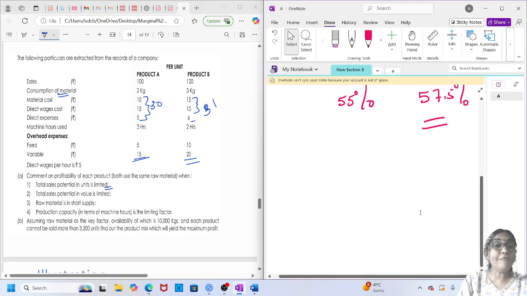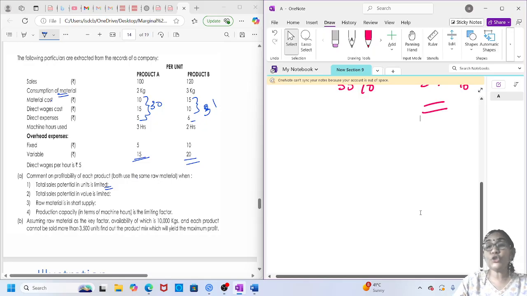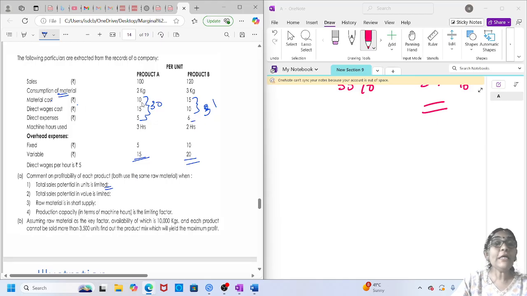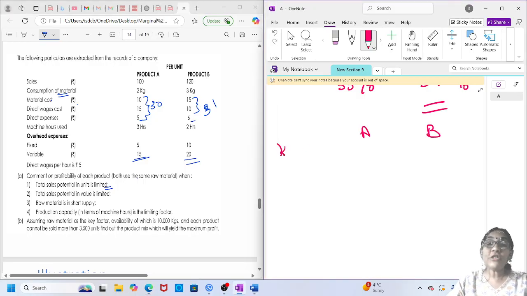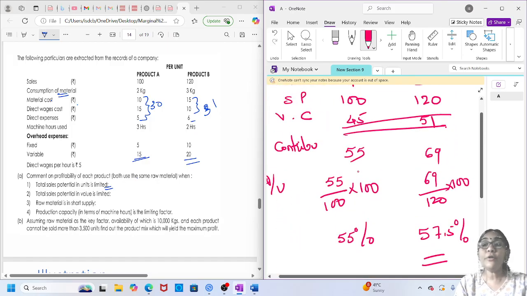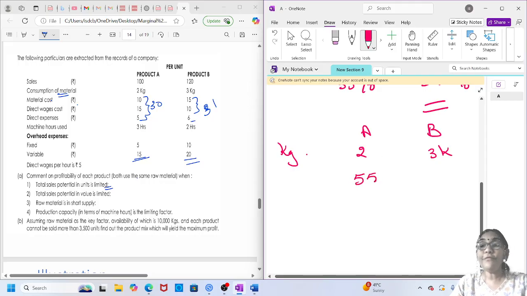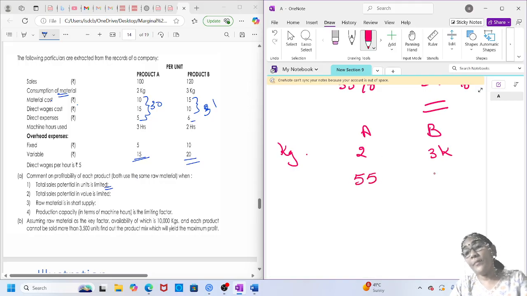Now coming to, if you have a raw material shortage, right? So raw material required for A is going to be 2 kgs, because the cost of raw material is given, it's required, right? So A and B, kgs required, here 2 kgs and here 3 kgs. Now when you're using 2 kgs, you're earning a contribution of 55, right? When you're using 3 kgs of raw material, you're earning a contribution of 69.